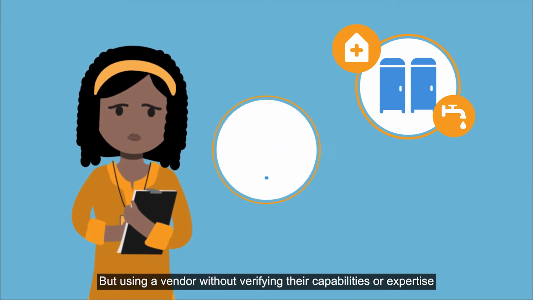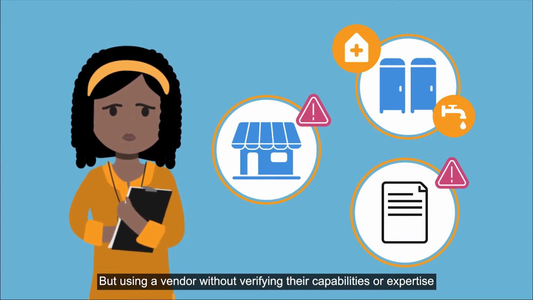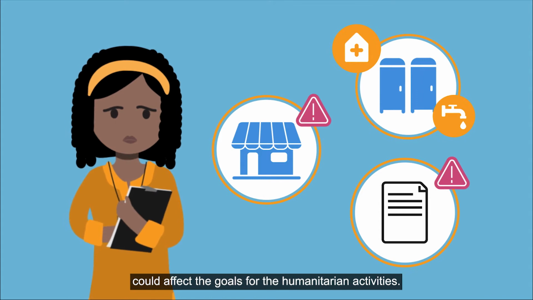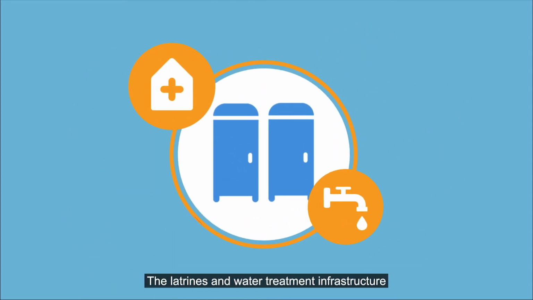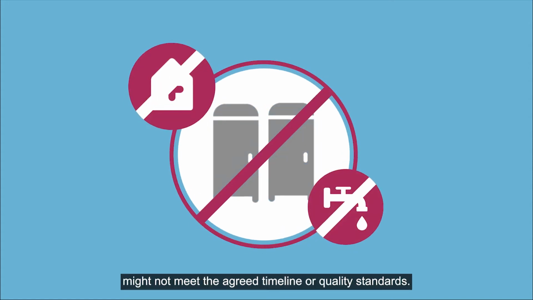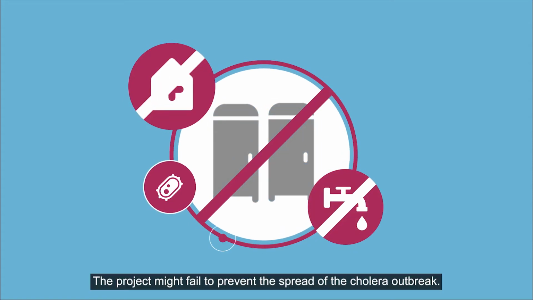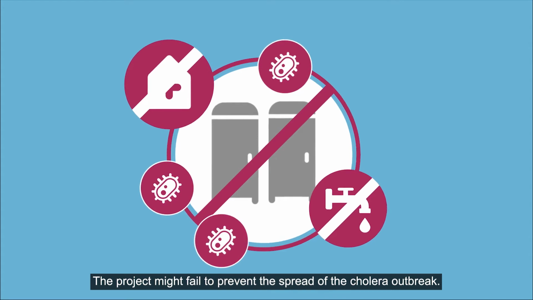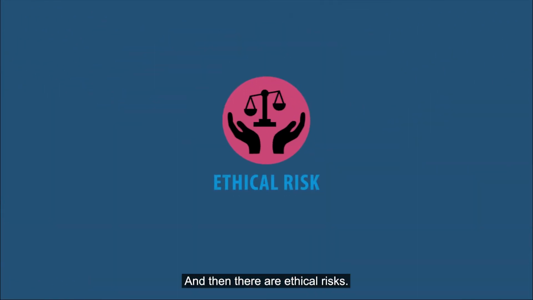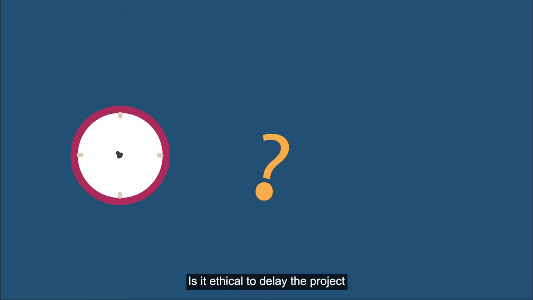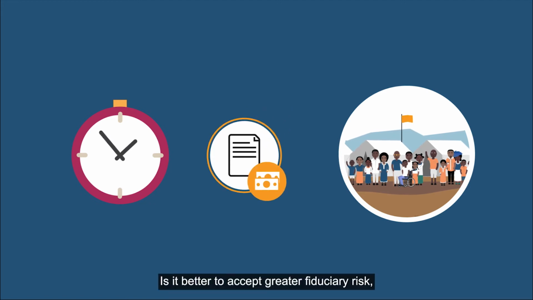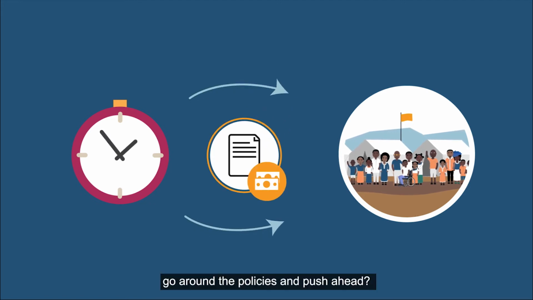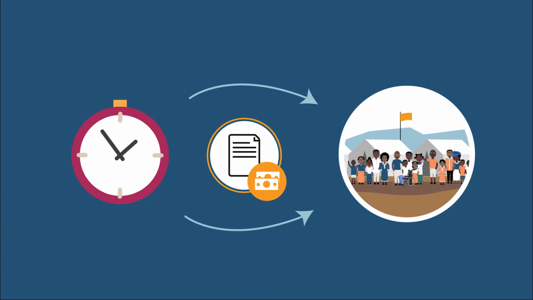But using a vendor without verifying their capabilities or expertise could affect the goals for the humanitarian activities. The latrines and water treatment infrastructure might not meet the agreed timeline or quality standards. The project might fail to prevent the spread of the cholera outbreak. And then there are ethical risks. Is it ethical to delay the project if it means more people could get sick and die? Is it better to accept greater fiduciary risk, go around the policies, and push ahead?